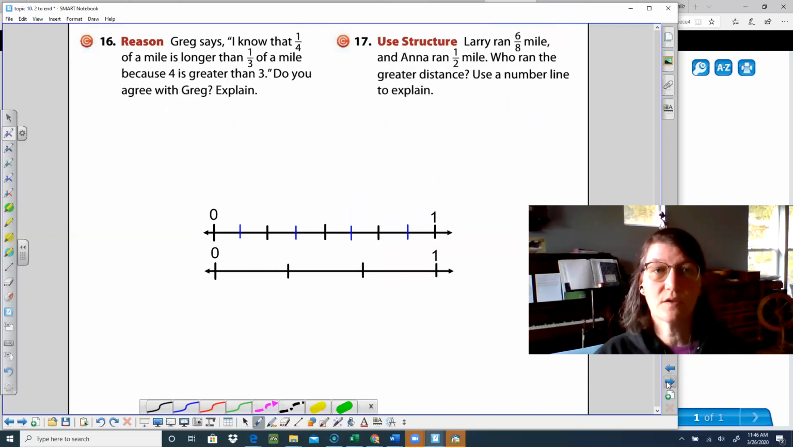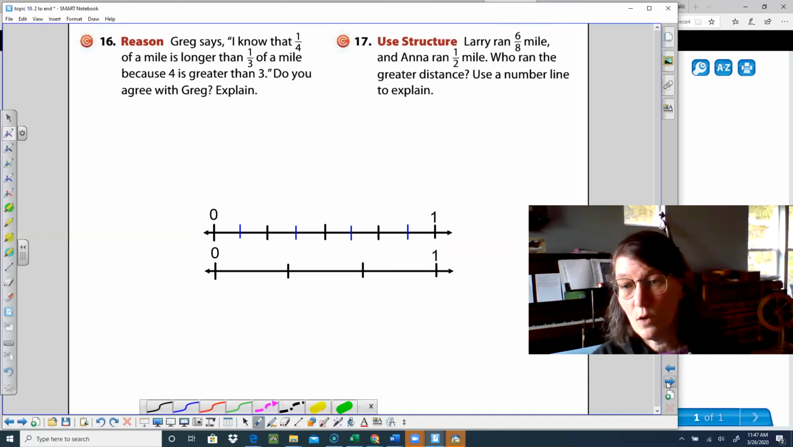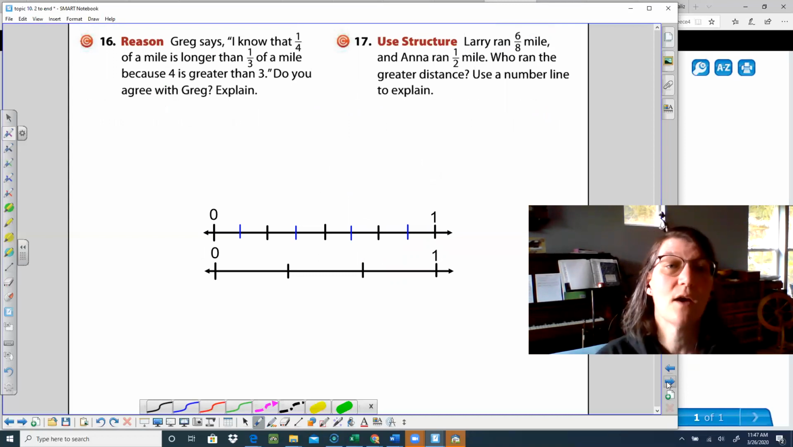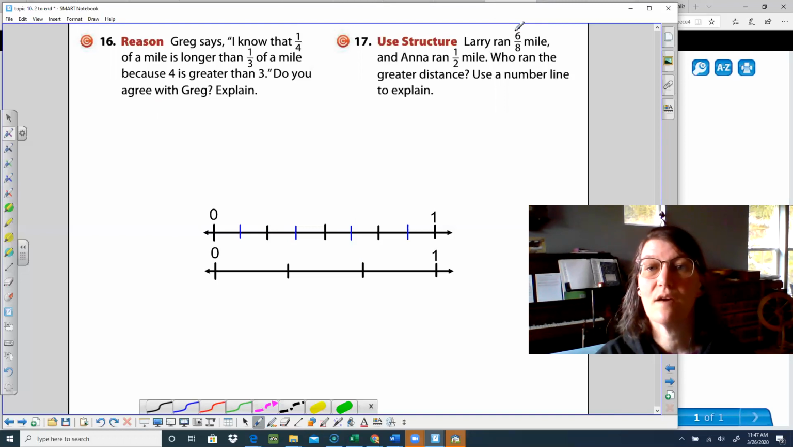And on this one, I also pre-did the number lines to make it easy. If you want to pause the video, put your paper up to your computer screen and trace the number lines. You're welcome to do that now. Greg says, I know 1/4 of a mile is longer than 1/3 of a mile because 4 is greater than 3. Do you agree with Greg? Explain. So on this one, I cut these number lines. The black represents 4ths. The blues are going to be 8ths because we're going to use that for this guy over here.